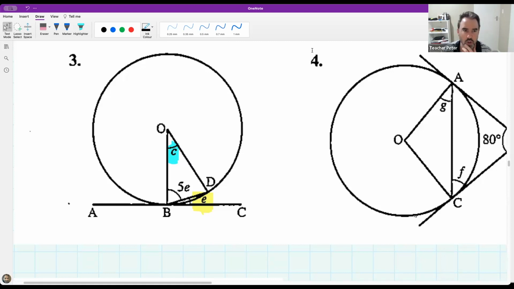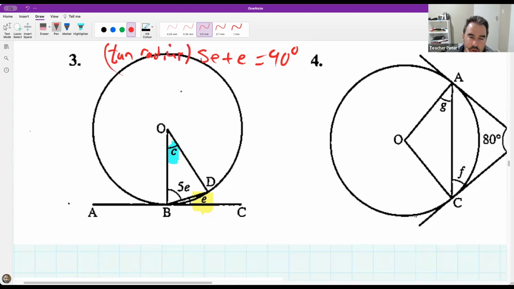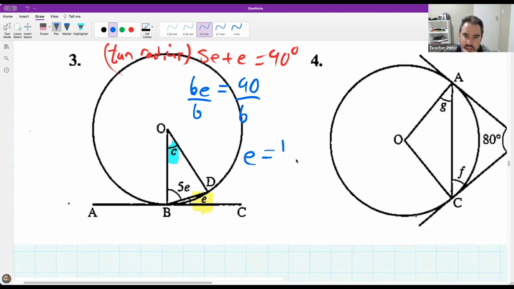All right, so if we look at Callan, I like what I'm seeing there. So we know 5E plus E is 90, and the reason is going to be the tangent radius theorem. What is the value of E going to be now? Well, we know that 6E is equal to 90. So if I divide both sides by 6, E will be equal to 15 degrees.